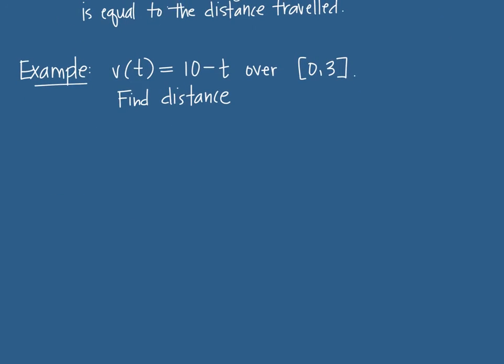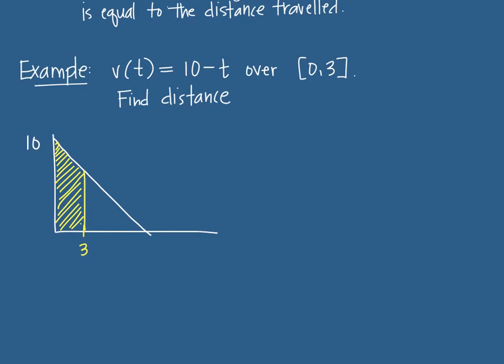Okay, so think about it geometrically. 10 minus t is a straight linear line with a slope of -1 and a y-intercept of 10. So we've got 10 up here, and then we've got that geometry coming down that way, and we're only going 0 to 3, so time 3 is about that much. And so we want the area of that now trapezoidal shape.